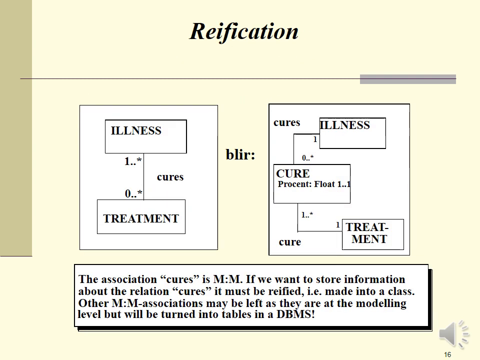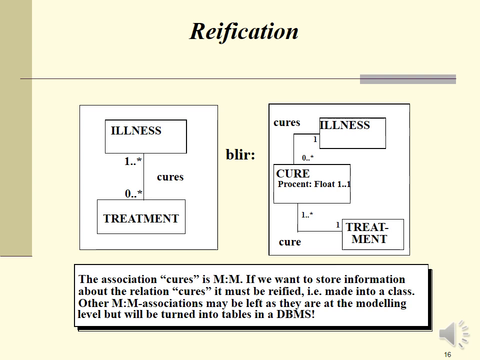So, let's turn to the second modeling pattern. Remember that our first modeling pattern was inheritance. Let's look at the modeling pattern that is called reification. Reification has to do with finding associations that should be turned into classes under certain circumstances.